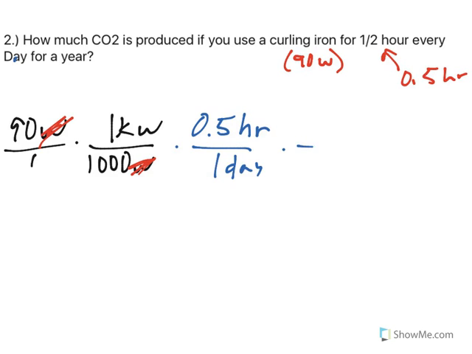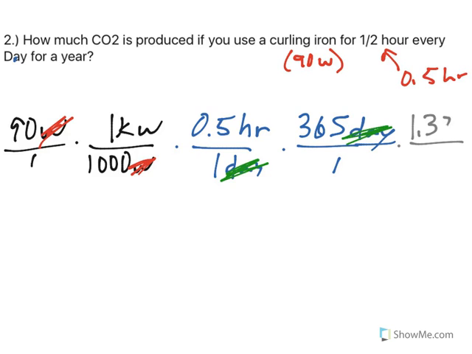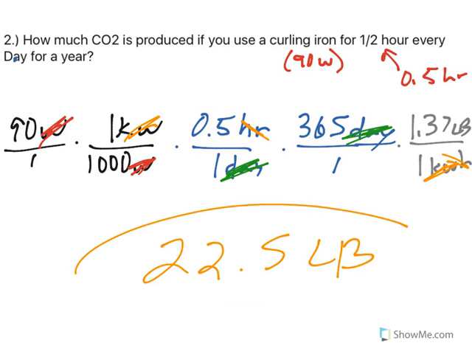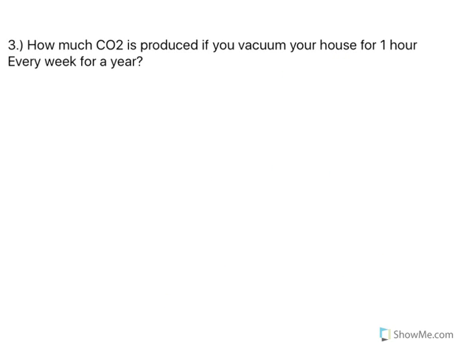Hours every day, and we're doing this for a year, which is 365 days. Okay, so that, and you can otherwise just take 0.5 times 365 and get total hours. It's up to you entirely. But now I'm in kilowatt hours, so now I can do my 1.37 pounds per 1 kilowatt hour. Kilowatts cancels out with kilowatts, hours with hours. Multiply, divide by 1000. We end up with 22.5 pounds of CO2.